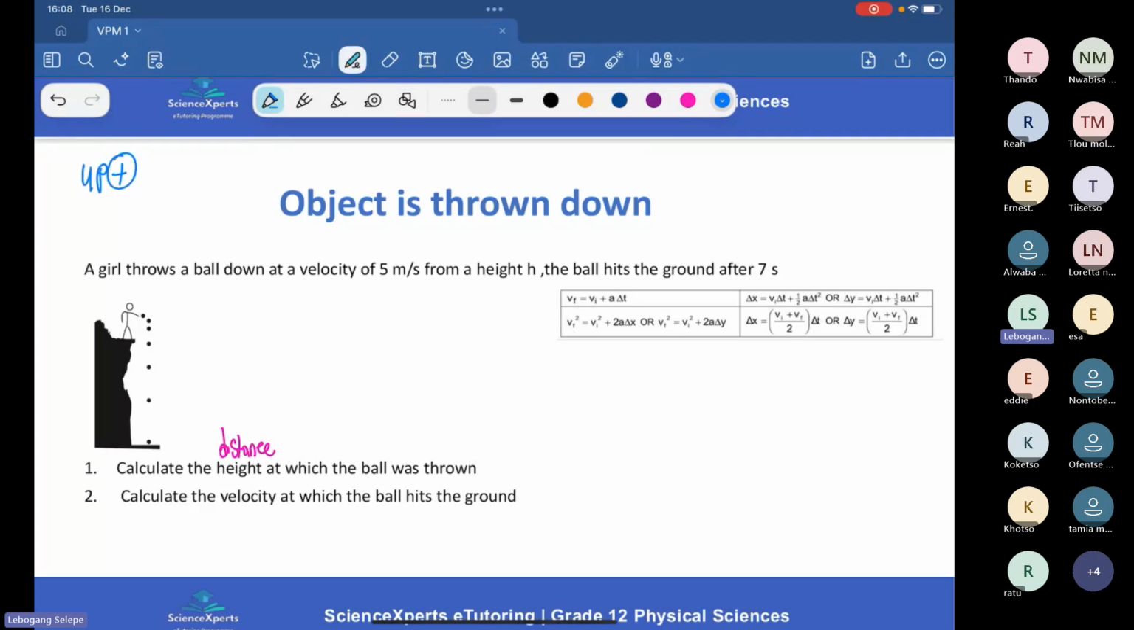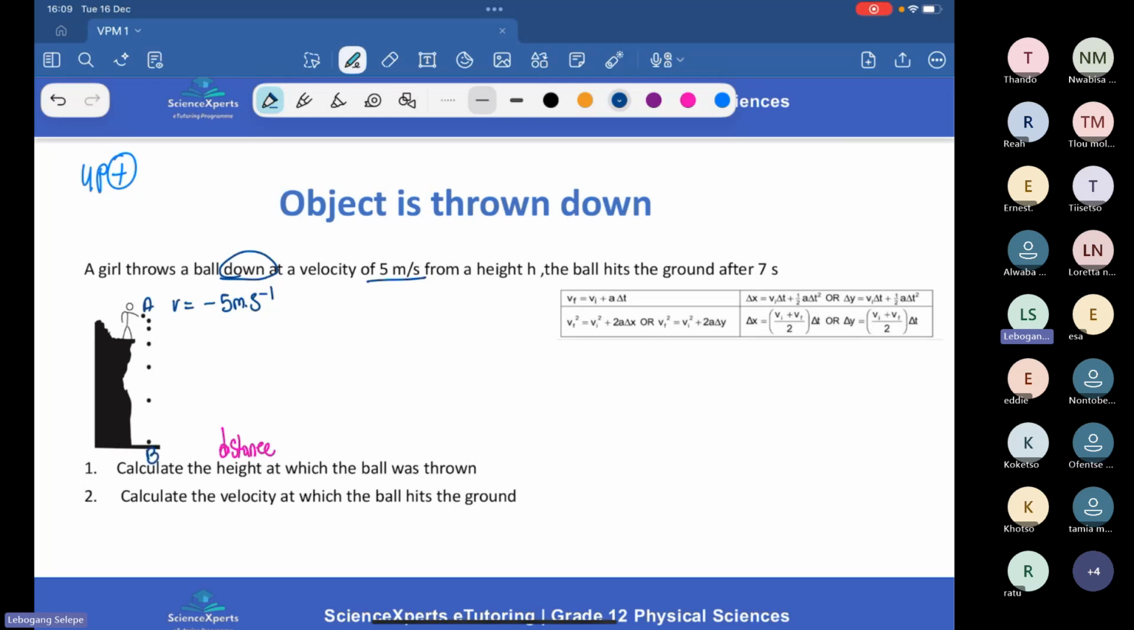So the object here was thrown at point A. It was thrown at a velocity of 5 meters per second. It was thrown down, right? So it was thrown downwards at 5 meters per second. So the initial velocity should be what? Positive or negative? Negative. Negative 5 meters per second, right? That's the initial velocity because the object was thrown down.